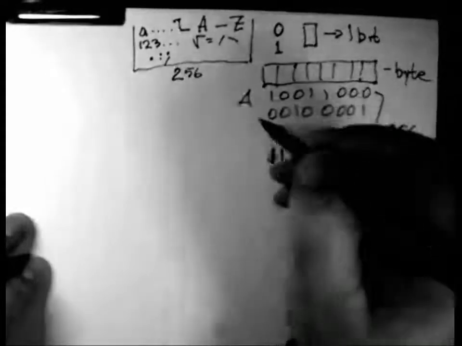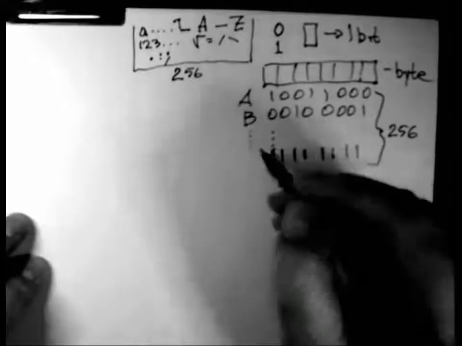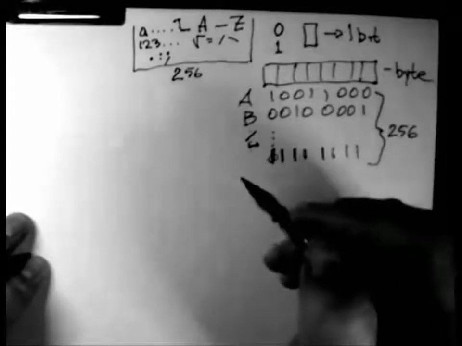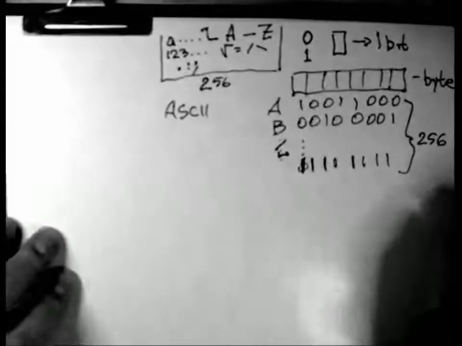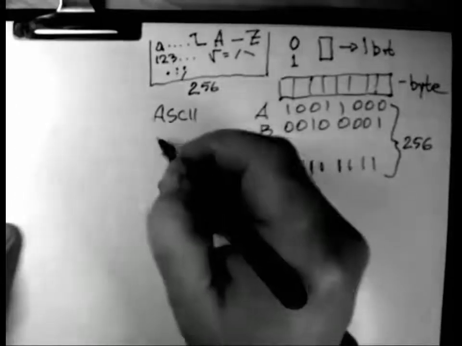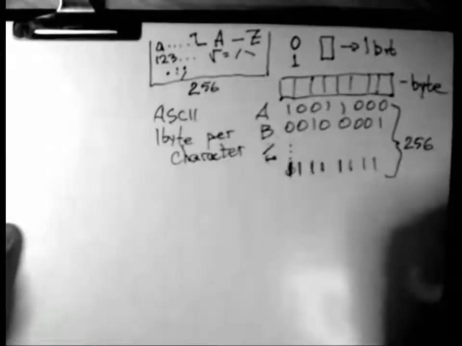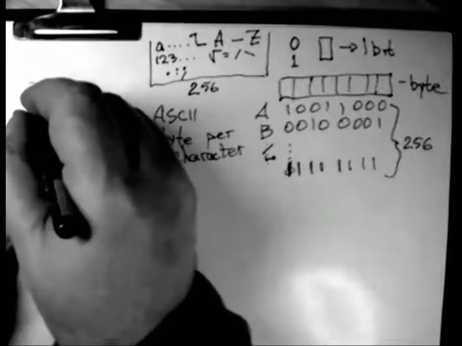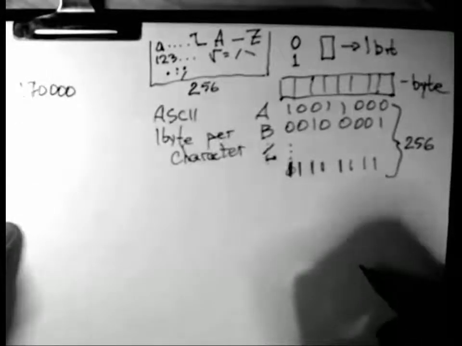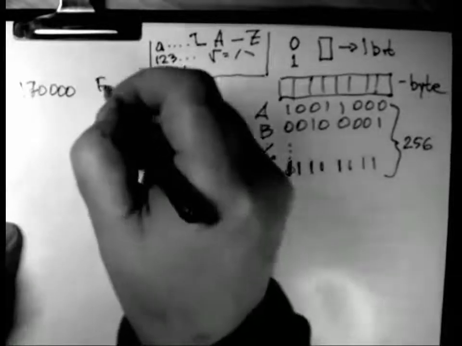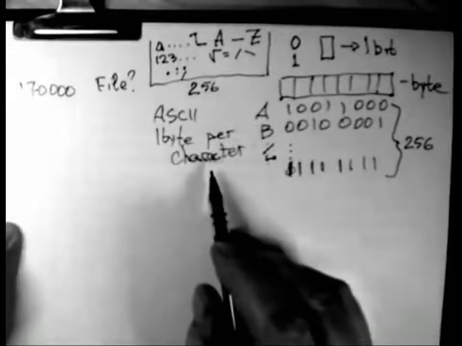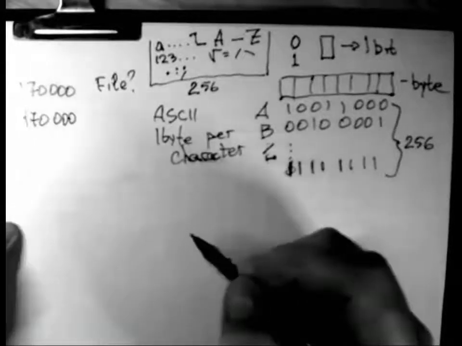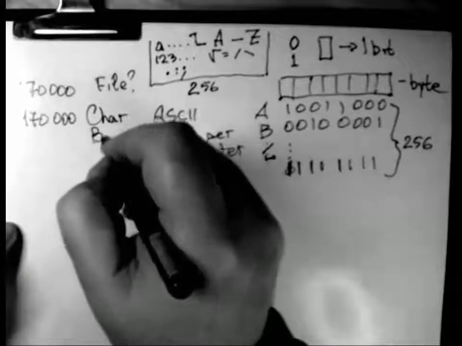So let's say that will be A, that will be B, and so on. One of them will be slash, one of them will be space, and this system of encoding is named ASCII code. Now, what is the main feature? 1 byte per character, folks. A question on exams could be: a book with 170,000 characters is being digitized. What is the file size? Easy to calculate. As soon as it is 1 byte per character, and this is 170,000 characters, that will be 170,000 bytes.